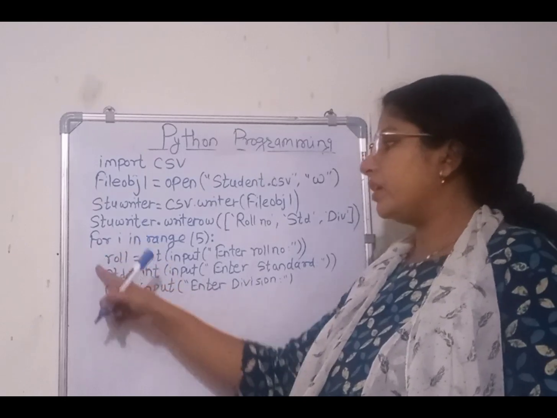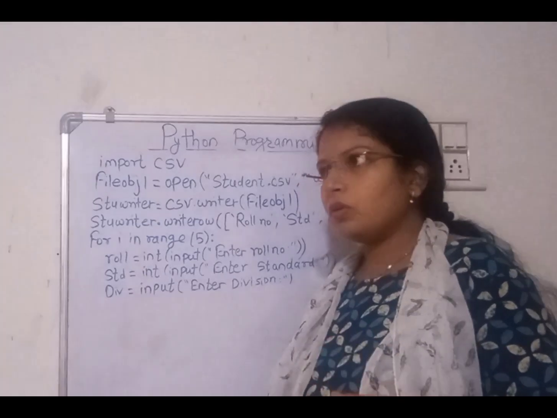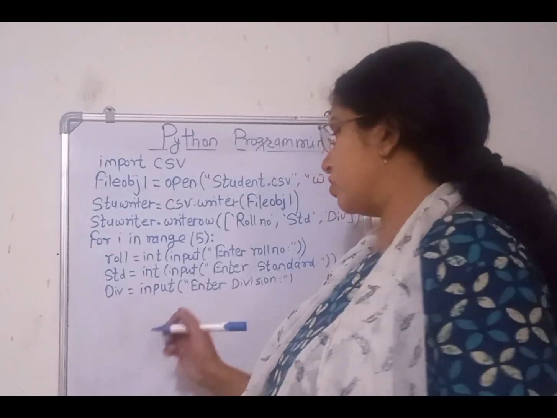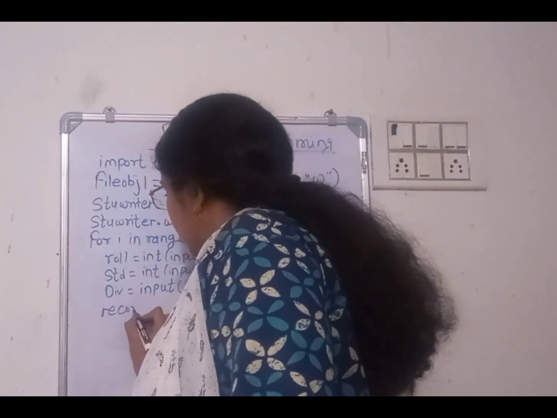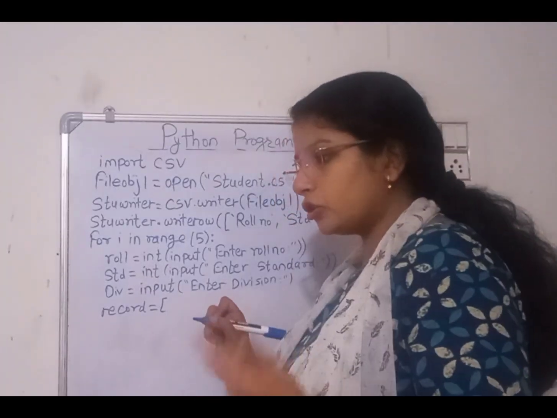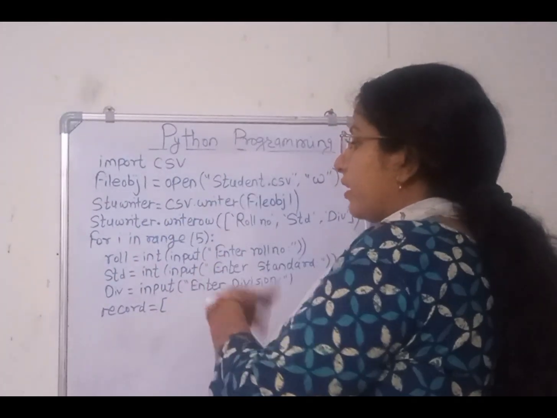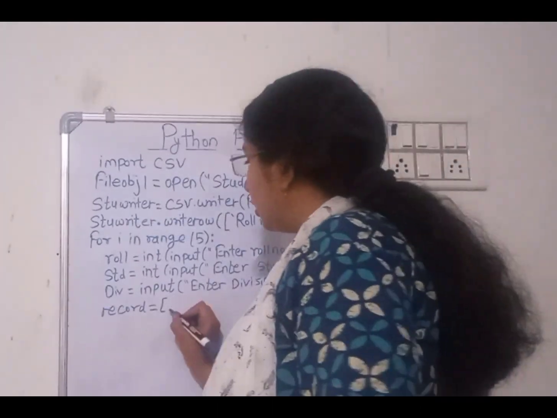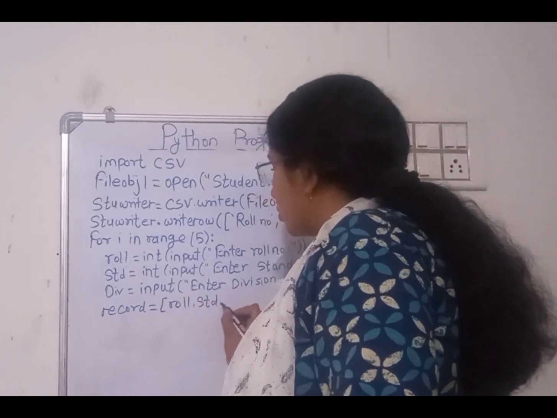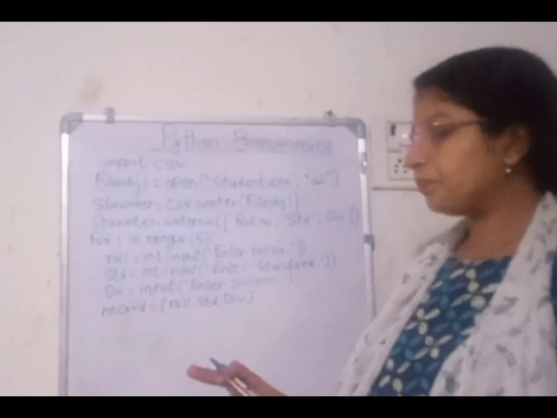Okay, so your 3 attributes are ready. Now you are creating one record using 3 attributes. That record will be your list. So record, this is your list. You are making a list of these 3. In roll you have taken the roll number, in standard you have taken the standard, in division you have taken the division. So just mention here roll, standard, division, the values which are entered by the user. So this record is ready.